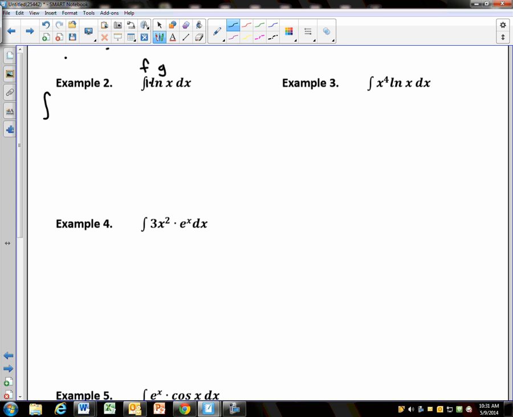We do it. The integral of 1 times natural log of x dx equals big F. What's big F? X. The antiderivative of 1 is x, times, what's g? Natural log of x. Then what? Minus the integral of, what's big F? X times, what's g prime? So this is x natural log of x minus the integral of 1 dx. What's the integral of 1 dx?